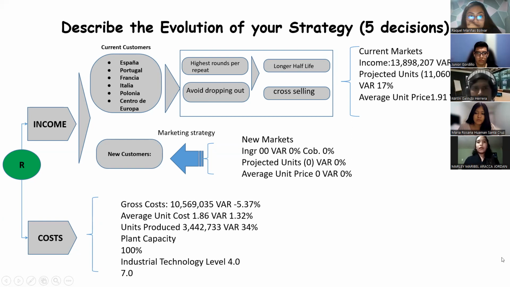30,414,227 bar 34%, play capacity is 100%. Industrial technology level 4. Next.